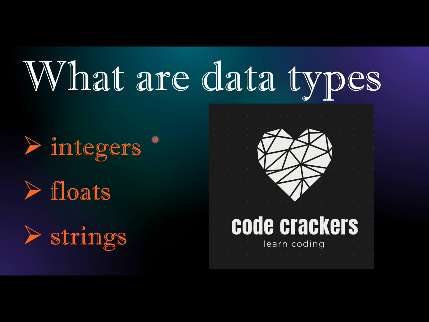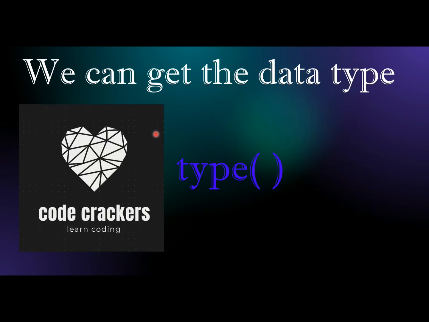Other than that, a very common data type in Python and other languages is string. In technical terms, a string is a collection of characters. Python also has a few data types of its own, which we will see. To get the data type of any variable, we need to use a function called type. Let me explain with an example in my Python compiler.